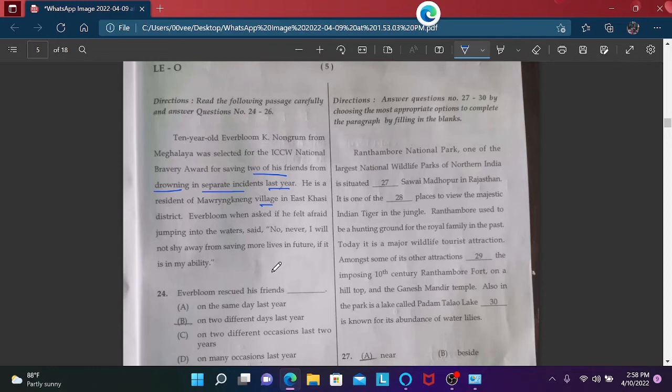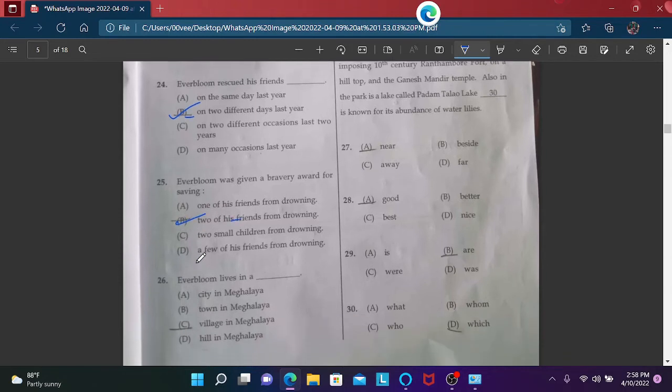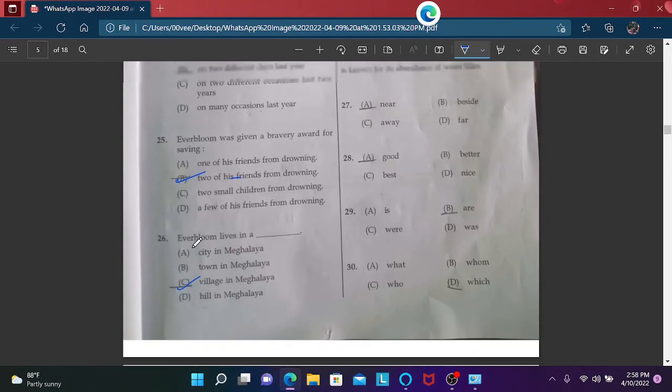So question number 24: Everbloom rescued his friends on the same day last year, on two different days last year, on two different occasions last 2 years, on many occasions last year. Correct answer is option B, on two different days last year. Everbloom was given a bravery award for saving two of his friends from drowning. Option B, right answer. Everbloom lives in a village in Meghalaya. Right answer is option C, a village in Meghalaya.